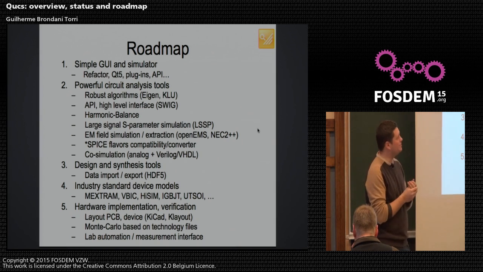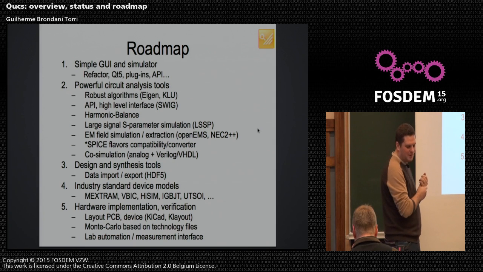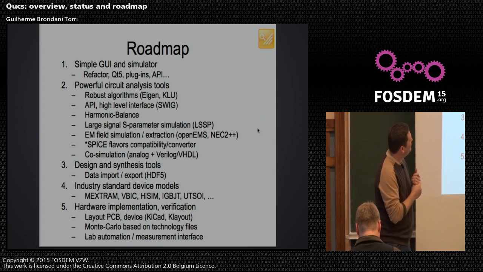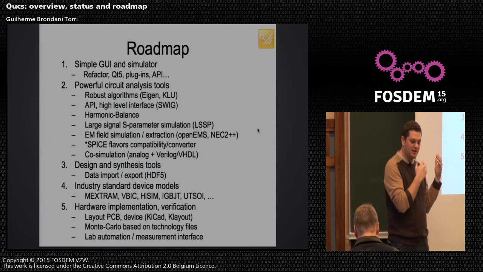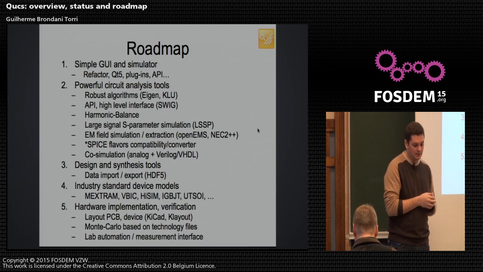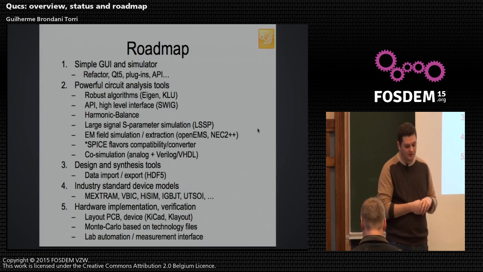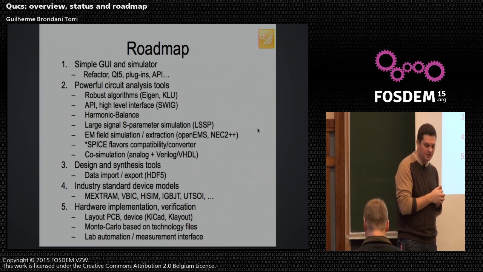So we have already a simple GUI and a simulator, and we are doing refactoring and moving forward to make it better, hopefully. But we still lack some powerful design analysis tools, like nice algorithms. I would like to have an API, perhaps interface with Python or Octave, at both levels, the simulator and the user interface. The harmonic balance works, but it needs a bit of addition.